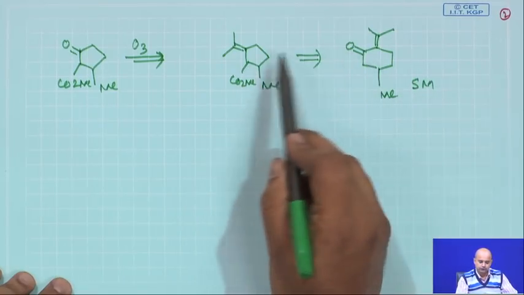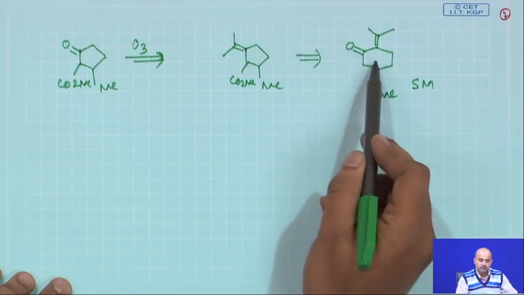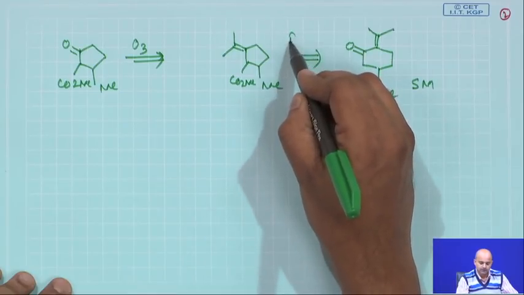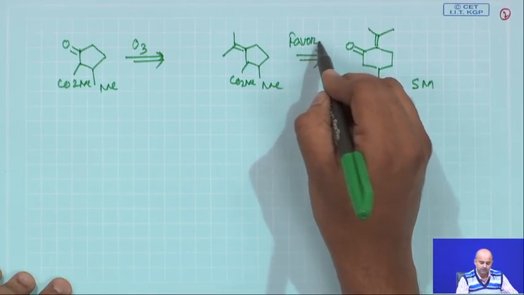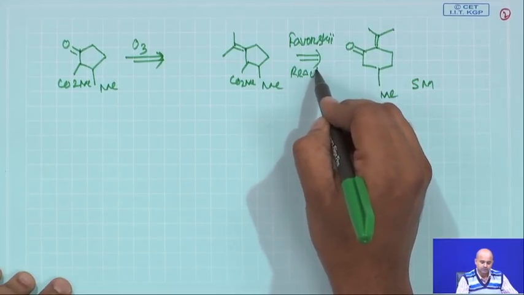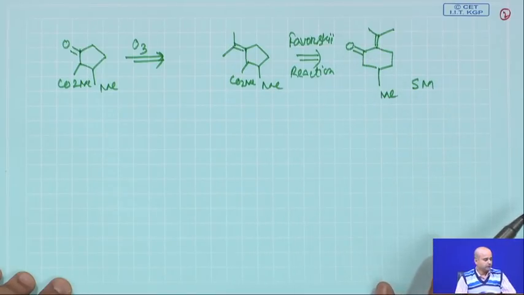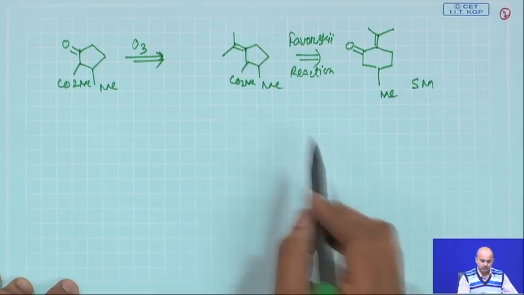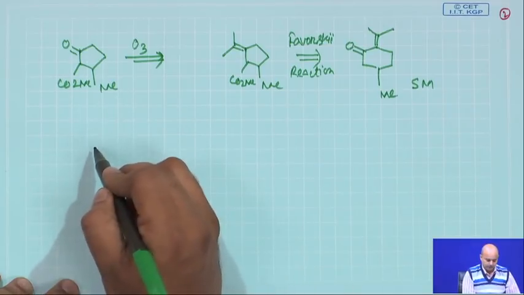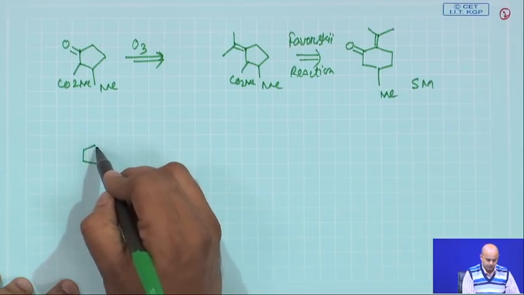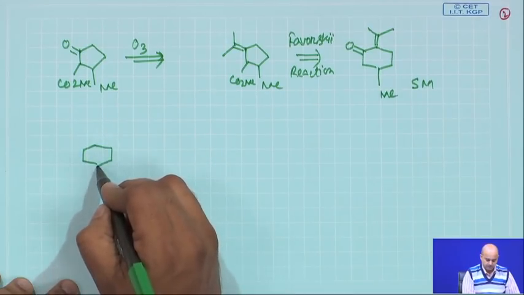Now, this transformation, can you get some hint? This transformation basically you can do using a Favorskii type of reaction. Now, the Favorskii reaction, as you said, is a ring contraction reaction, but you also need to think about how this Favorskii reaction will work here. So, first take this starting material.